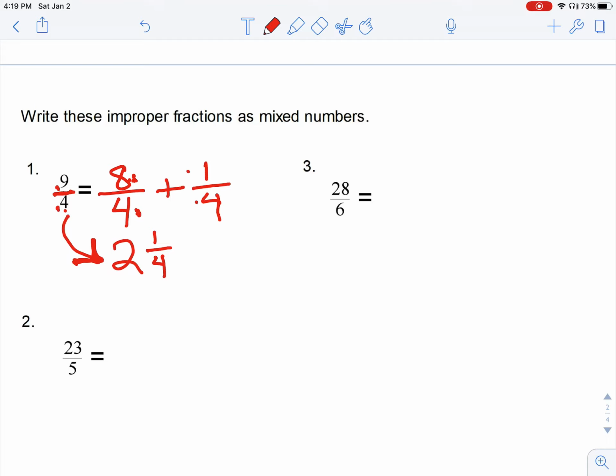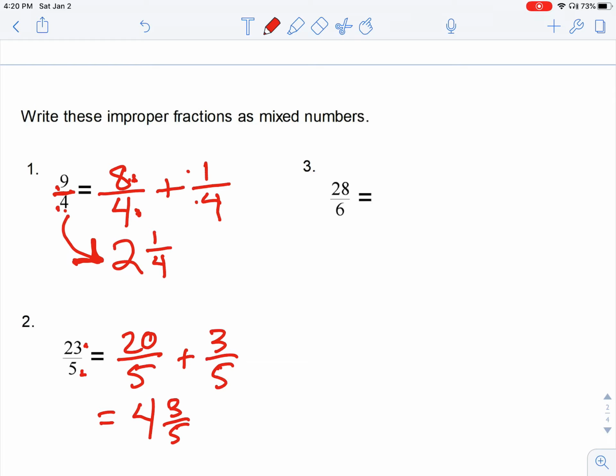Okay, so let's do another one, and then I'll have you do number 3 on your own. So 23 fifths. I'm going to think, how many times could 5 go into 23 without going over? Do you have that in your head? 4 times 5 was 20. So we know our whole number is going to be 4, right? And then you had 3 more fifths. So that means your mixed number is going to be 4 and 3 fifths.